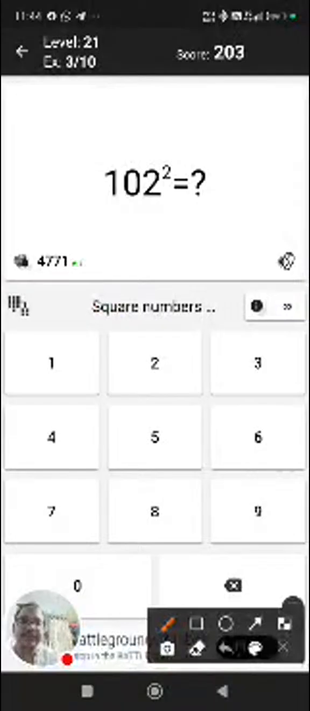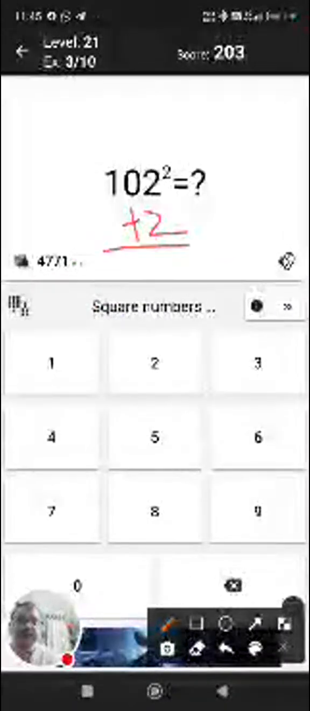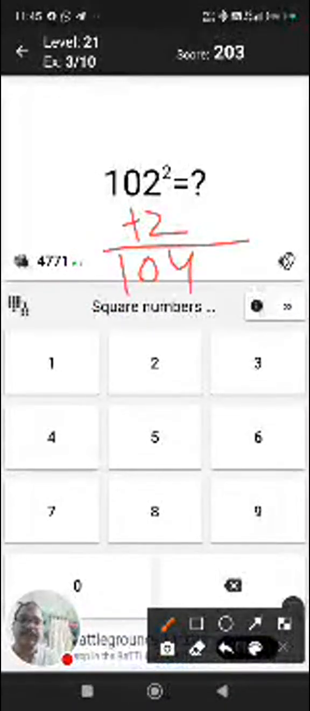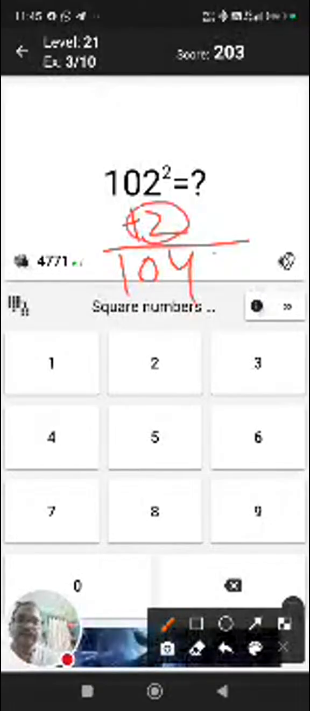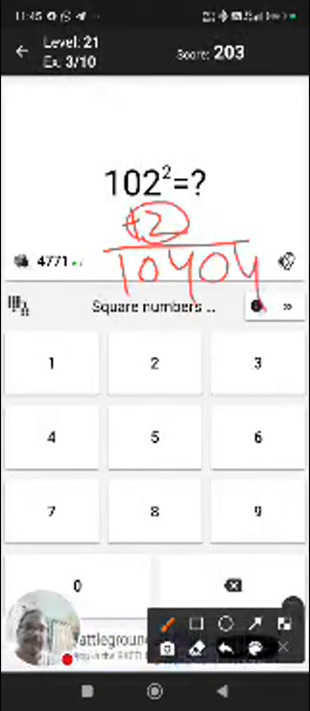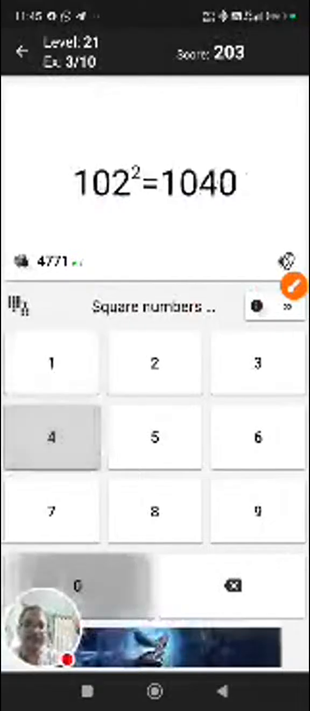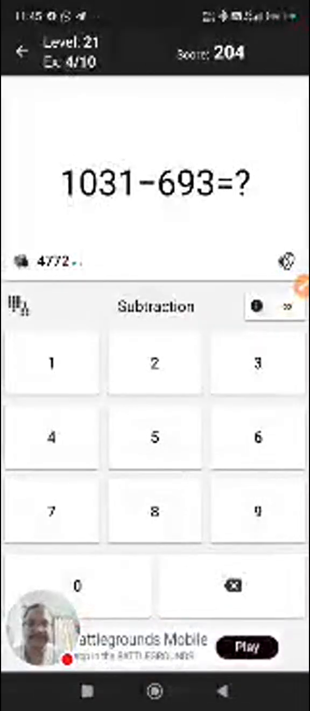102 square, it is 2 more than 100. So adding 2 to this one, we get 104, and 2 square 04. The answer will be 10404.